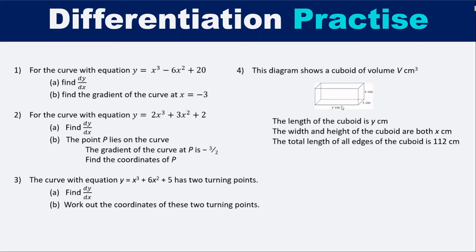It's the length of all edges, so all of these lengths, all of these widths, and all of these heights add up to 112 centimeters. From this given information, you need to show that you can work out this equation. That is, the formula for the volume is equal to 28x squared minus 2x cubed.